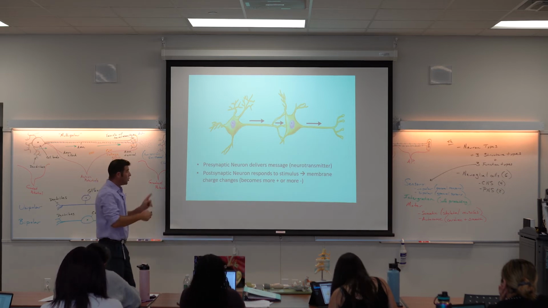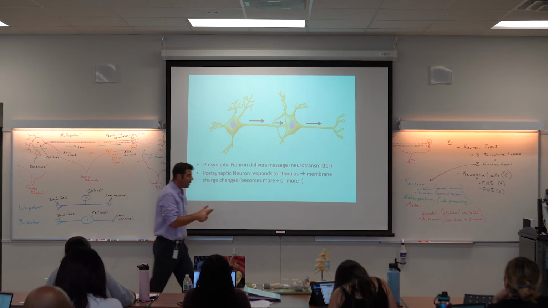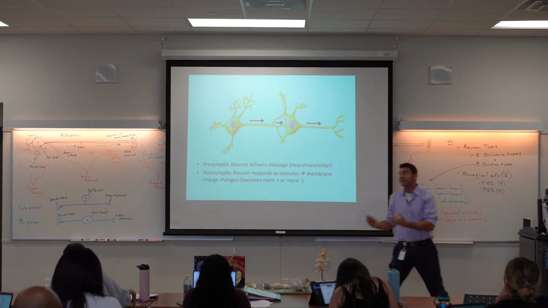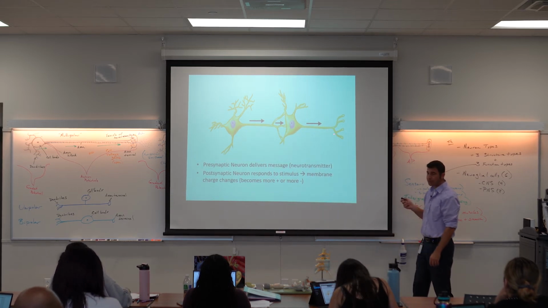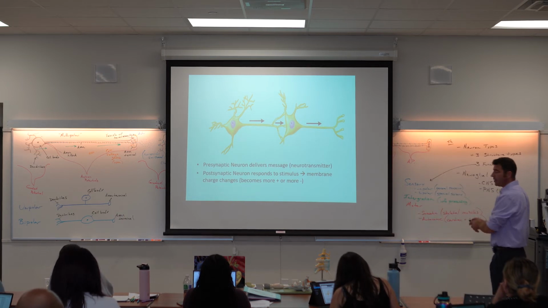So the neuron that is sending the signal is going to be called the presynaptic neuron. Again, that little space between the two is the synapse. And this second neuron that's receiving the signal, we're going to call the postsynaptic neuron. So the presynaptic neuron is talking to the postsynaptic neuron.